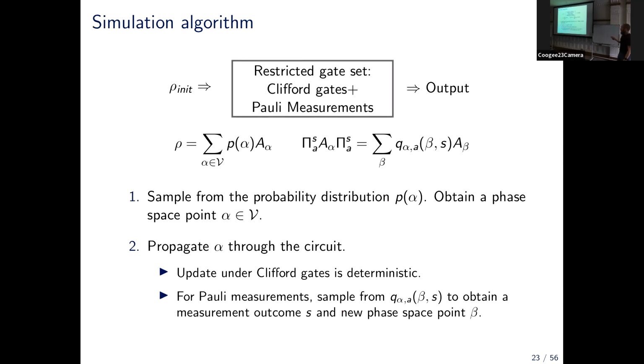But it does yield a classical simulation algorithm for quantum computation. It looks roughly the same as before. You start by finding a decomposition of the input state of the quantum circuit in terms of the generalized phase point operators, and you sample phase point operators from that probability distribution, and then you just propagate the phase point operators through the circuit. When you come to a Clifford gate, the update is deterministic. When you come to a Pauli measurement, you have a probabilistic update rule where you sample both an outcome for the measurement as well as a new phase space point.